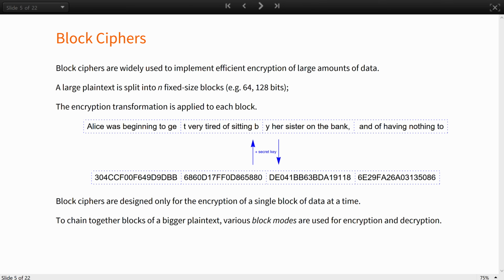Block ciphers are widely used to implement efficient encryption of large amounts of data. A large plaintext is split into n fixed-size blocks of 64 or 128 or whatever bits, and the encryption transformation is then applied to each block. In itself, a block cipher is designed only for the encryption of a single block of data at a time. To chain together blocks of bigger plaintext, various modes of operation, also known as block modes, are used for encryption and decryption.